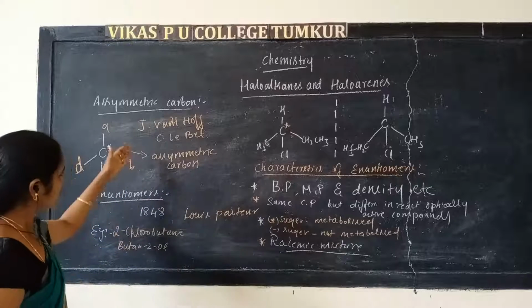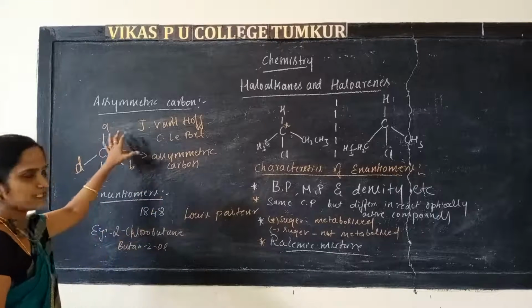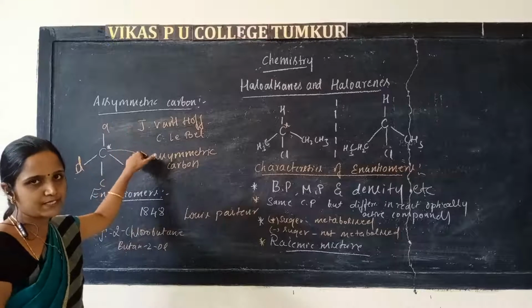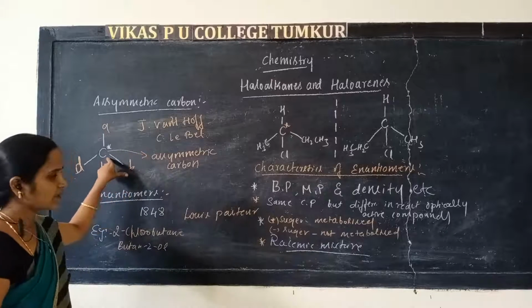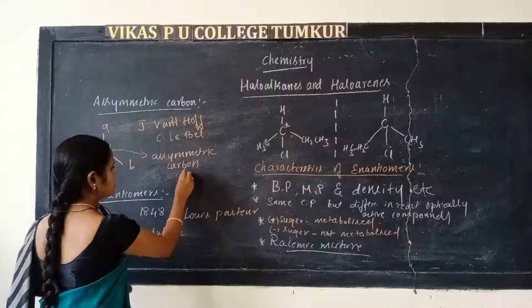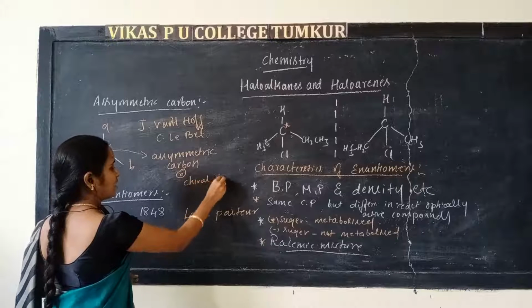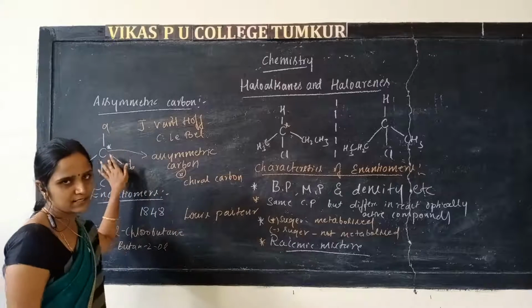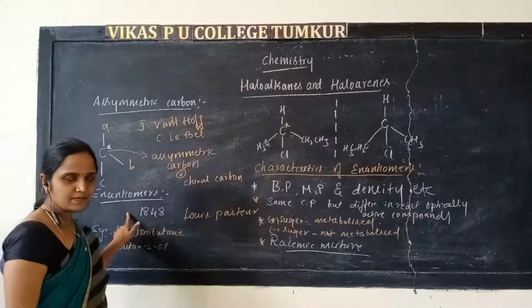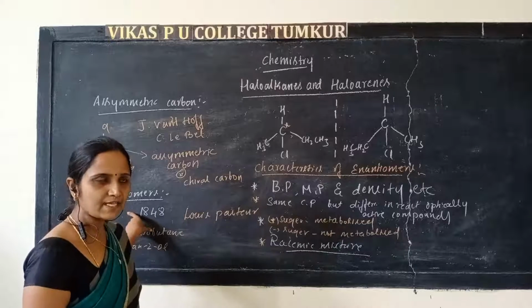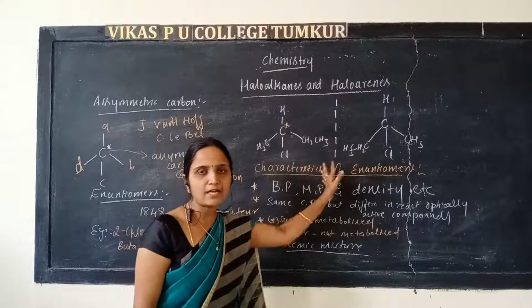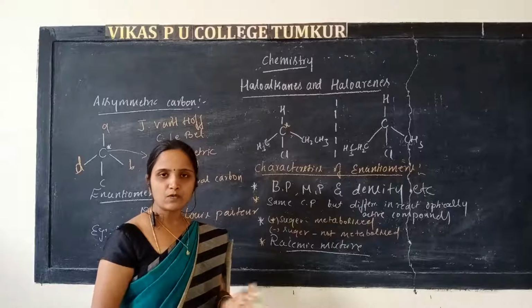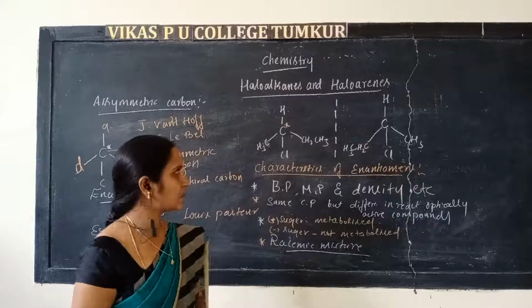In this class we have discussed three things. First, asymmetric carbon: a carbon surrounded by four different groups or atoms is called an asymmetric carbon, chiral carbon, or stereo center. Then enantiomers: a pair of stereoisomers related as object and mirror image and non-superimposable on one another, rotating the plane polarized light equally but in the opposite direction.